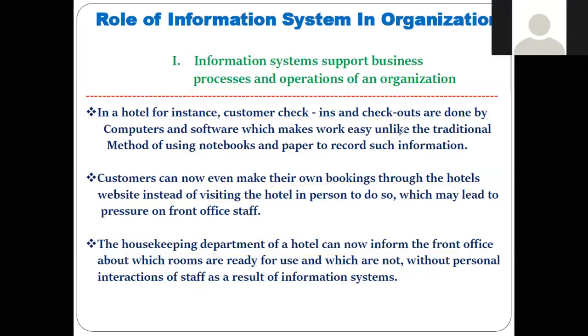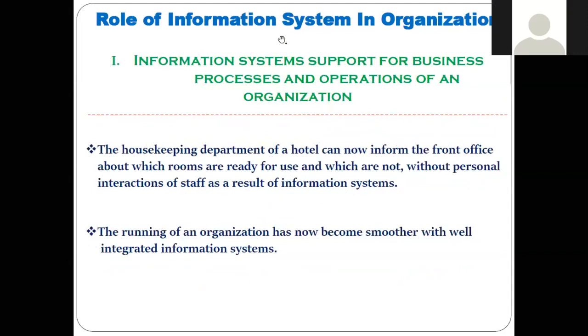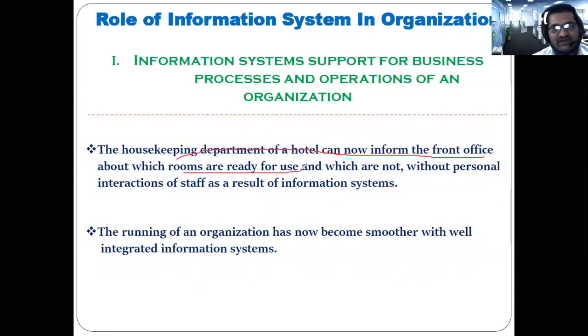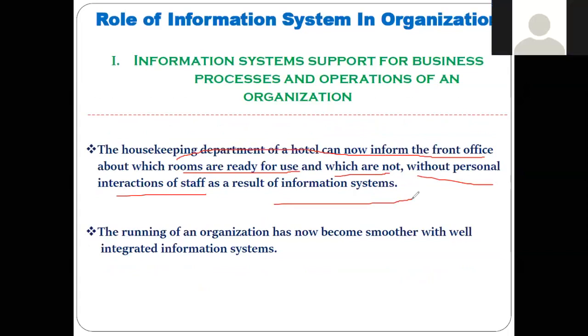Yes, sir. Now, another thing, which I already told you: the staff working at the housekeeping department can inform the front office which rooms are ready for use and which are not, without personal interaction, as a result of the information system. If each story, meaning each floor of that hotel, say a 5-story hotel, has a computer with the information system installed, the staff working on each floor can enter the information about which rooms are available and which are not into the information system of the building.